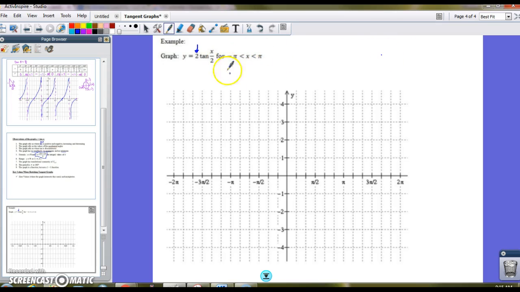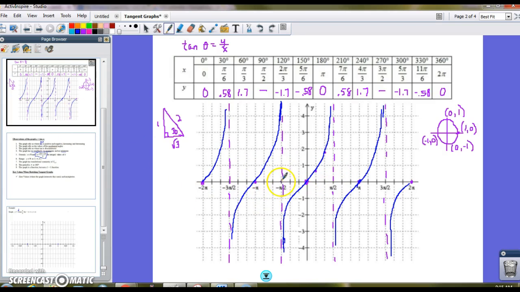But because I'm looking between negative pi and pi, I'm going to look at these two asymptotes here at negative pi over 2 and pi over 2. So I'm only using the interval based on what they're saying in the given problem. Because they want me to graph between negative pi and positive pi, I'm going to write where my asymptotes of the tangent graph are between those. I know I have asymptotes at negative pi over 2 and positive pi over 2.